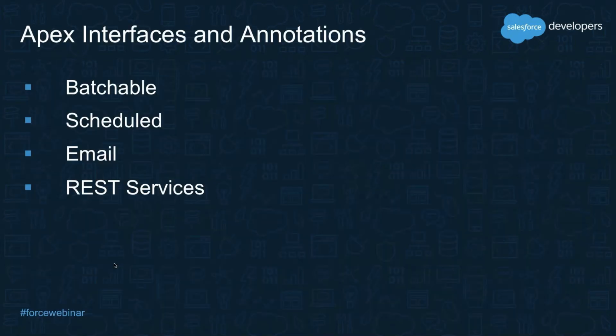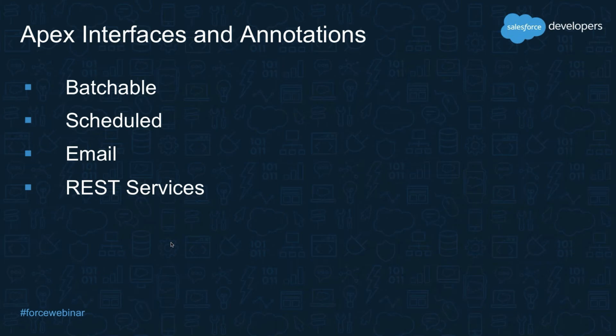Inside Apex, you also can use interfaces and annotations. We're going to take a look at one of the annotations in a later example, but some of the interfaces you can use are Batchable. The Batchable interface is used when you need to perform logic on a bunch of records. Let's say you need to perform some update in 20,000 records. That's a lot of records, and it's going to perform better if you batch that logic.